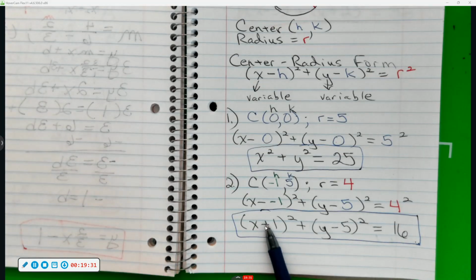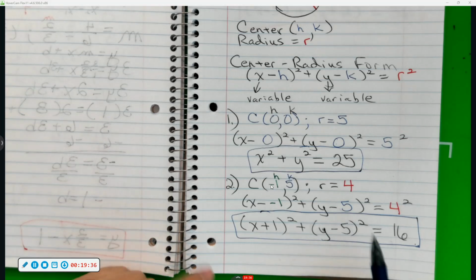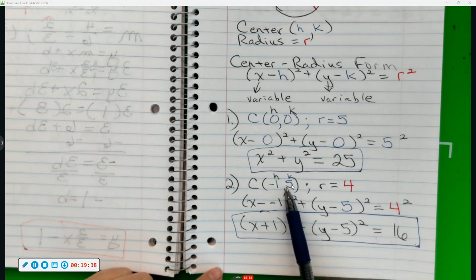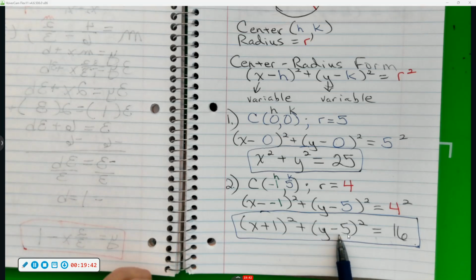Just like, look at number 2. Inside the parentheses, we had a positive 1 and a negative 5. But the center was negative 1, positive 5. The signs you see inside those parentheses will be exactly the opposite of the center.